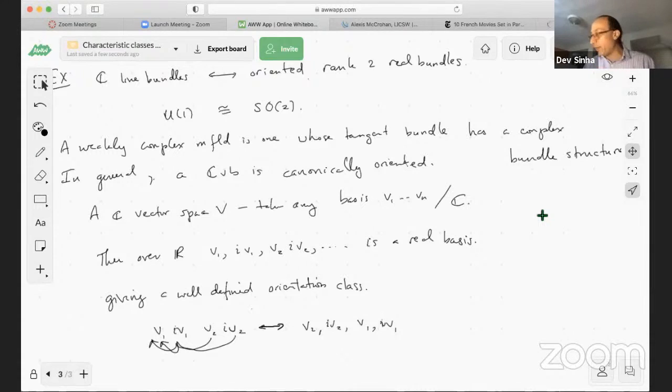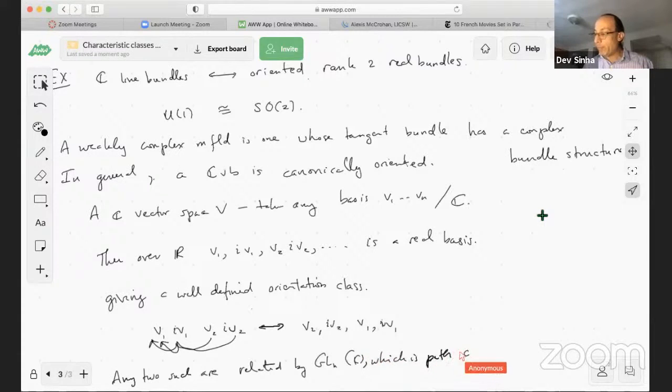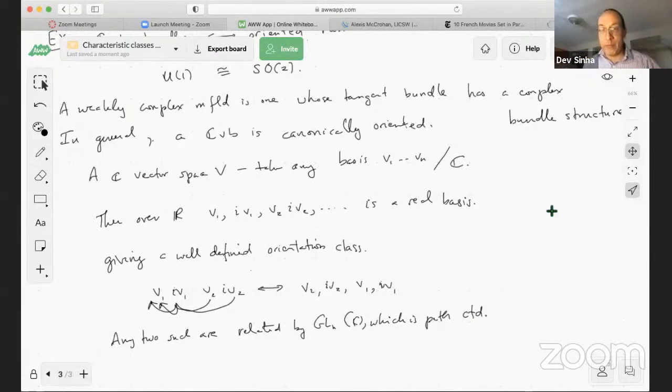But then the main thing is that any two such are related by GL_n(C), which is path connected. And because the choice of orientation is a continuous map into a discrete, namely 2-point space, if I have a path, then along that path it's got to be constant.